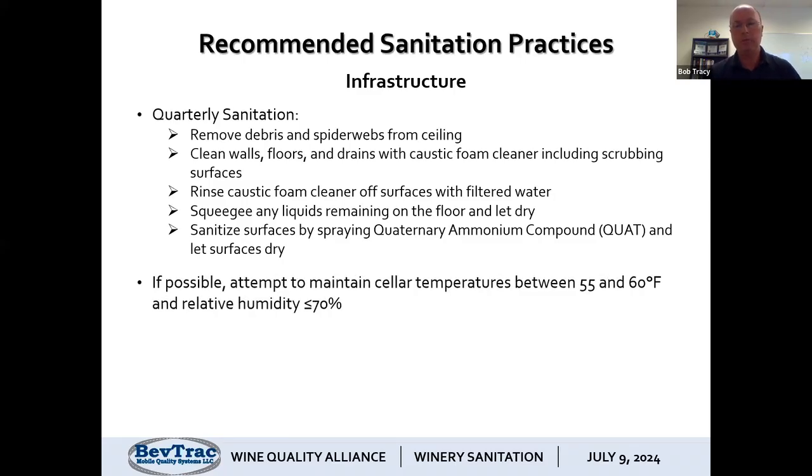If possible, attempt to maintain cellar temperatures between 55 and 60 degrees Fahrenheit and a relative humidity of less than or equal to 70%. Unfortunately, as you get above 70%, molds start growing on your surfaces. So this temperature and humidity seems to strike a pretty good balance between not letting any mold grow on the surfaces and still not evaporating too much of your wine, of the alcohol in the wine.